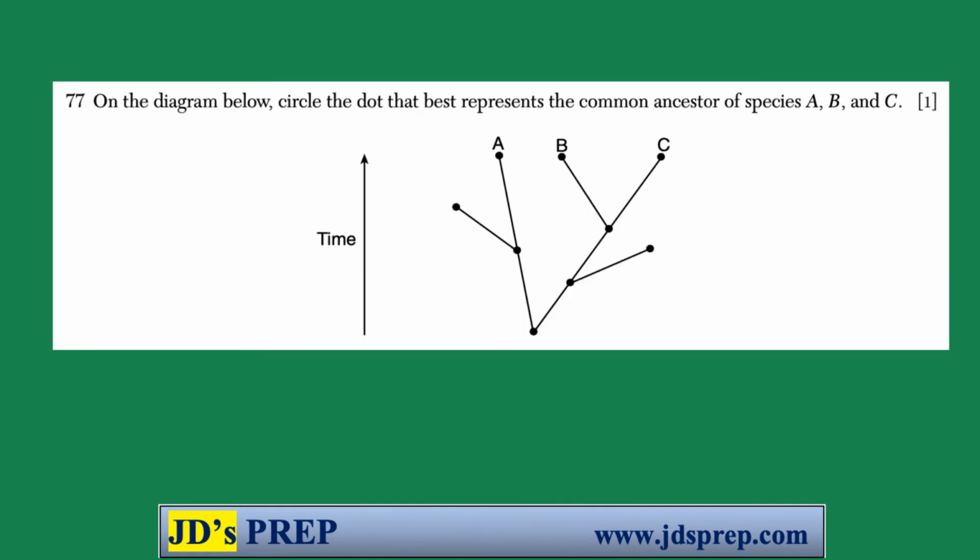And finally, we want to circle the dot that best represents that common ancestor of all 3 species, A, B, and C. We want to find where all of these lines intersect, which is this dot right here.